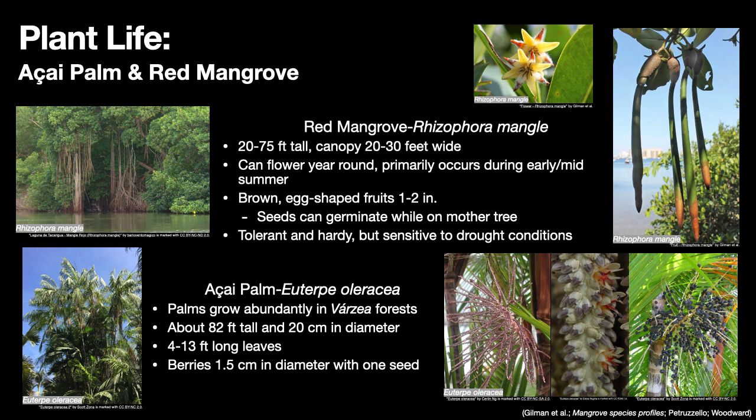Mangrove trees grow along the riverbanks. Seeds of this tree can germinate while still attached to the mother plant, providing a head start when the seed detaches and is meant to establish on its own.